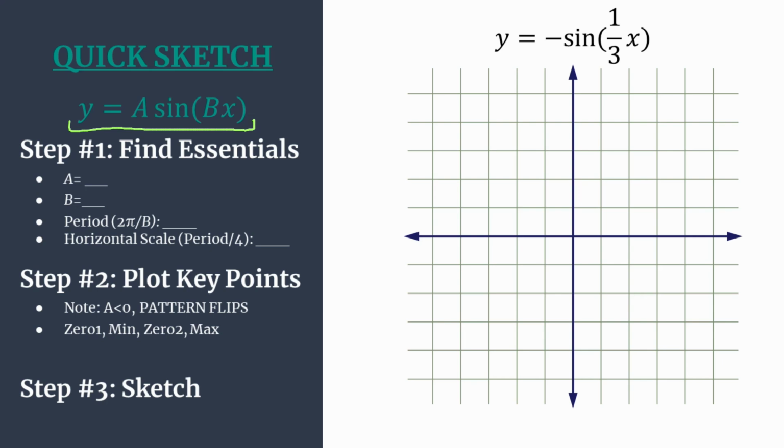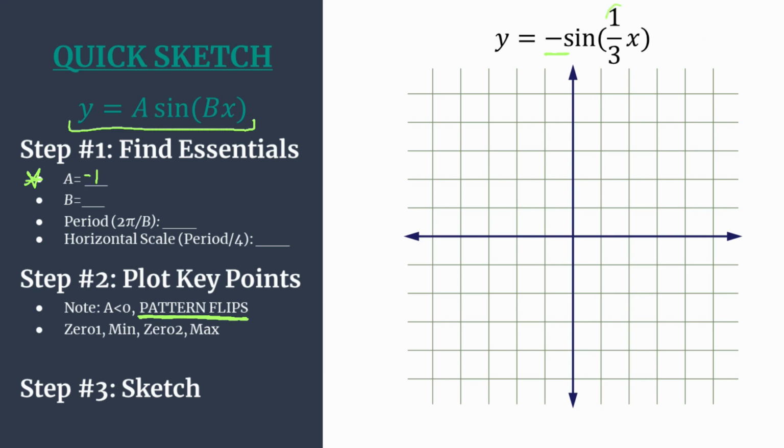So in step 1, we'll find the essentials, starting with a. That's the leading coefficient, so we have an understood -1. I like to mark if I have a negative out front because I know that my pattern of key points in step 2 is going to flip. I just like to have that on my mind as I start. If you take the absolute value of a, 1 in this case, you'll have the amplitude, which is just the distance from the midline of your graph up to a max or down to a min.